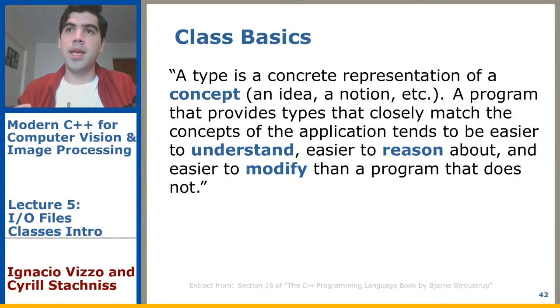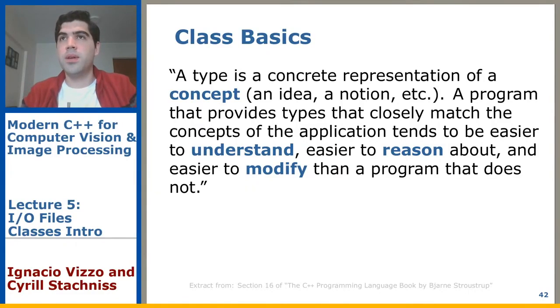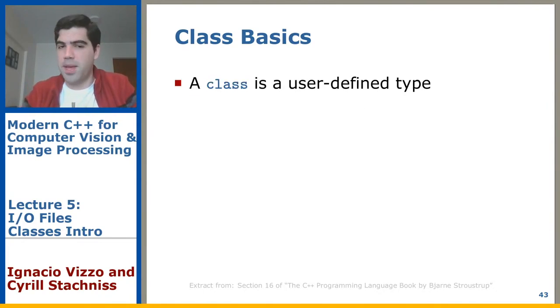So if you have an image type, you can use this type in your program, and then when I read your program, I will know that you're working with images. If instead of using an image type, you use just an array, like this is how you do it in C, then if I see an array of integer values, I don't know if this is an image or an array of whatever. So it's much better to use types than just plain types.